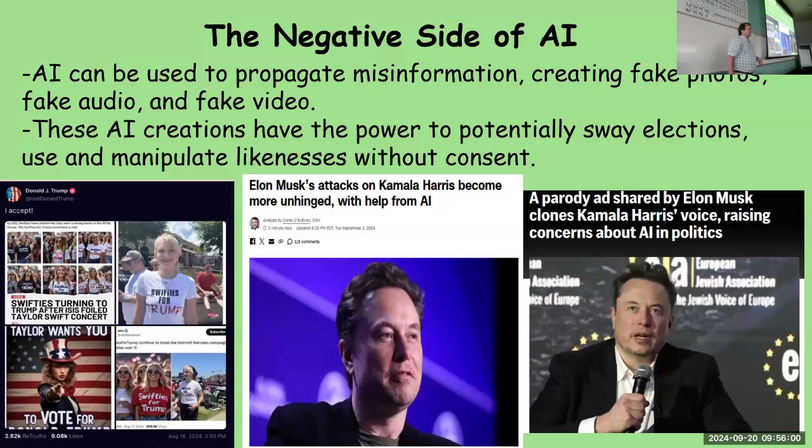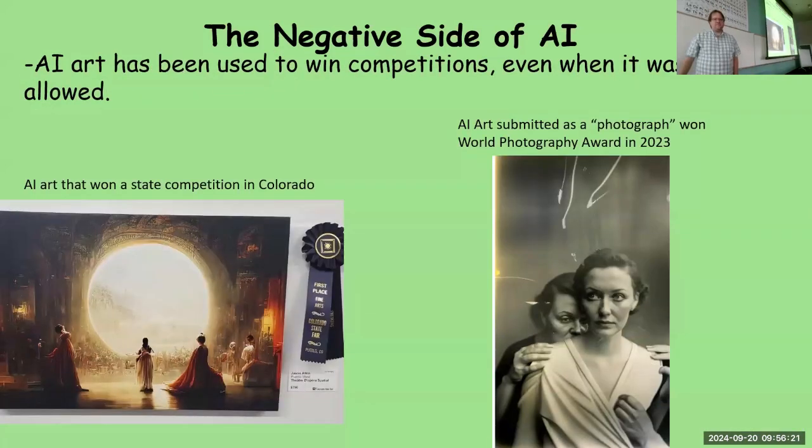Elon Musk, the richest person in the world, used AI to generate fake images of Kamala Harris and a fake voice of Kamala Harris and propagate it on the internet without revealing that it was AI generated. So potentially swaying people that can't discriminate between what is real and what is AI generated.